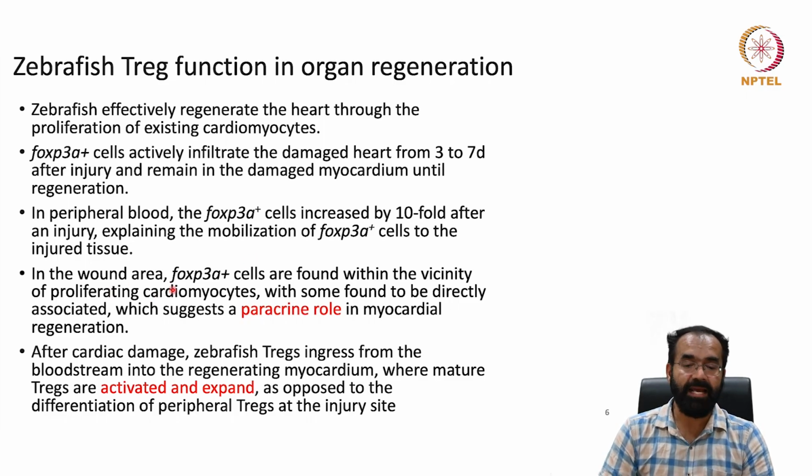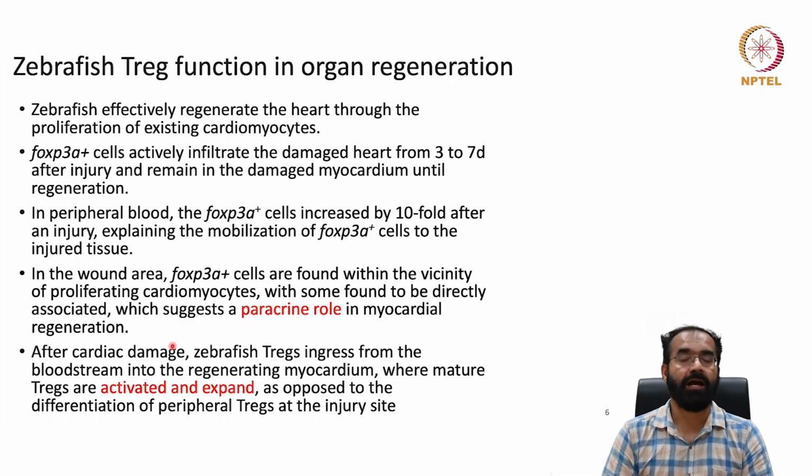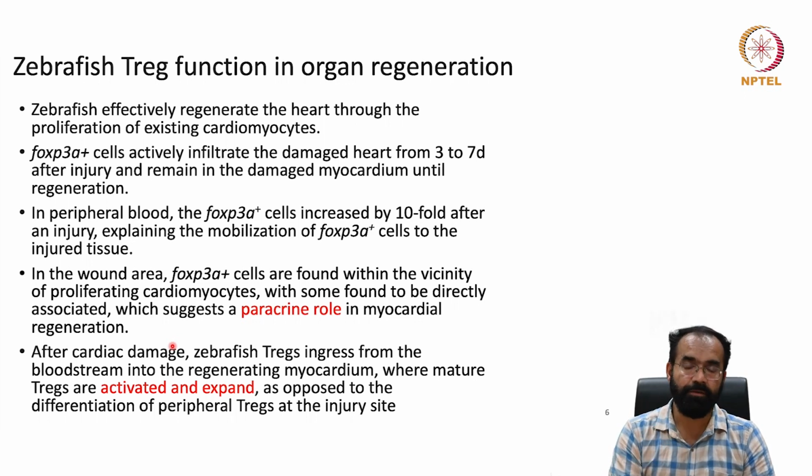Okay. In the wounded area, FOXP3A positive cells are found within the vicinity of proliferating cardiomyocyte cells, not somewhere else. It is right in the place where the proliferation is occurring. Some of the Treg cells are found to be directly associated with the proliferating cells, which suggests a paracrine role in the myocardial regeneration. So these FOXP3 cells migrated into the heart. Anyway, it is present highly in the blood and migrated into the heart, favoring cardiomyocyte proliferation. Sometimes it is in very close proximity, suggesting that the proliferation is influenced by the paracrine function of the Treg cells.